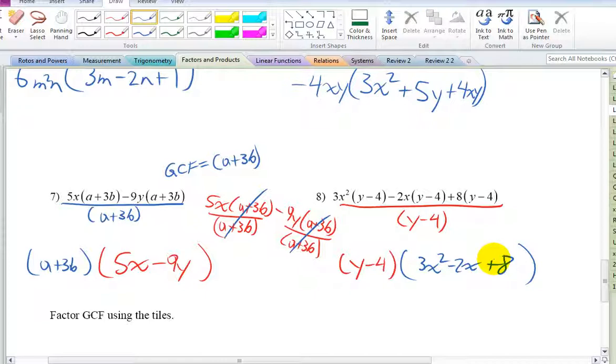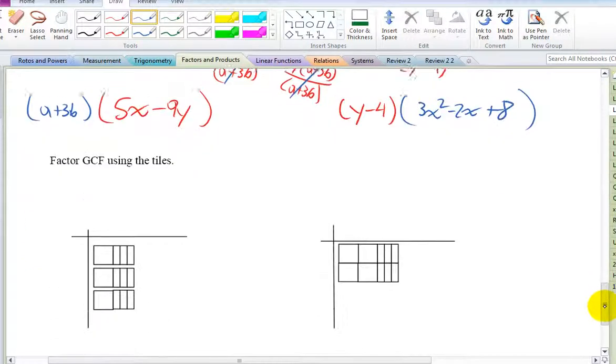Now 7 and 8 are not very common. You'll maybe see them 4 times the entire year. They're very rare. Okay, but if you see them, you'll know what to do now. Right, you have a chance at them. Any questions with 7 or 8? They look different though, don't they? But they're still very, very simple. Just take out GCF.